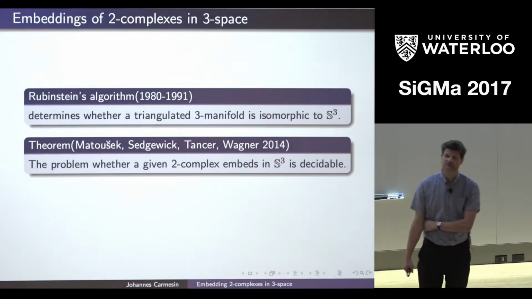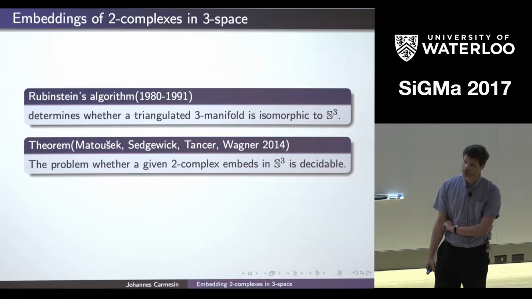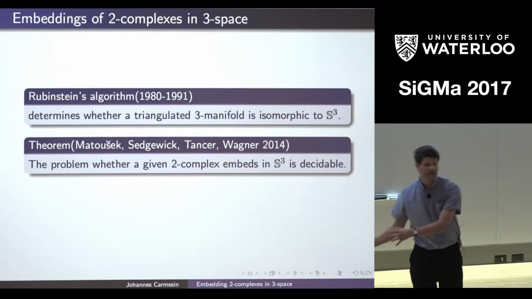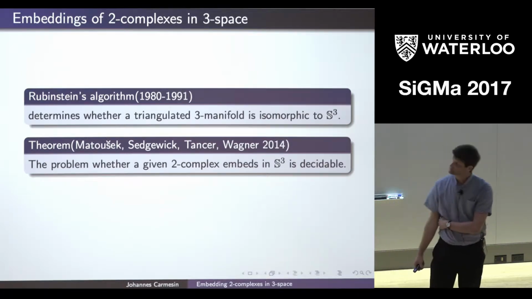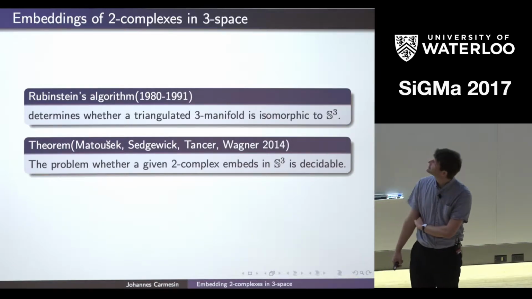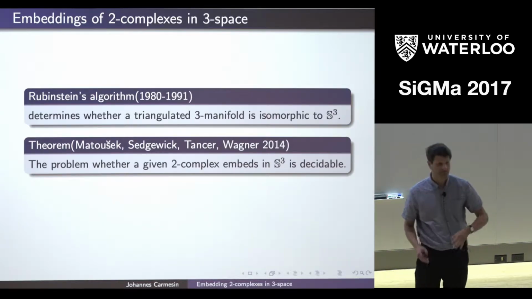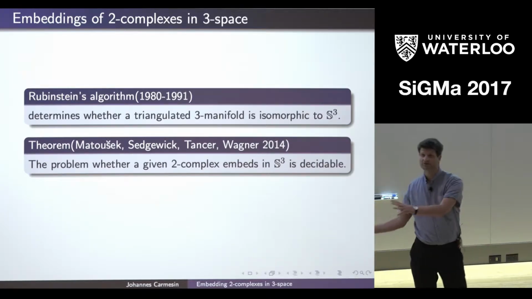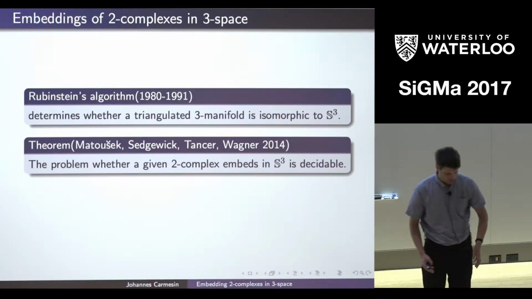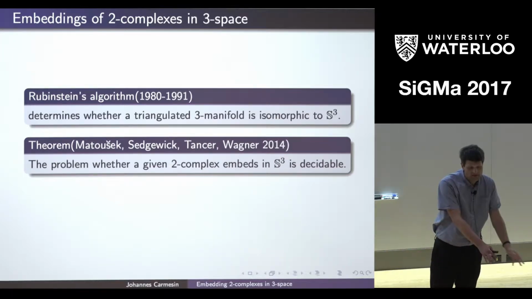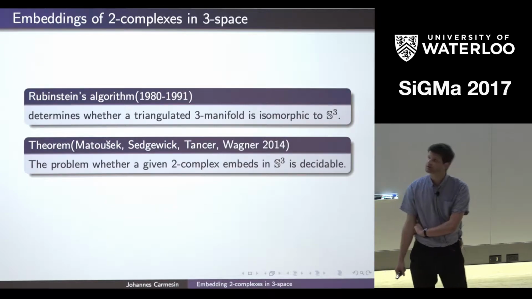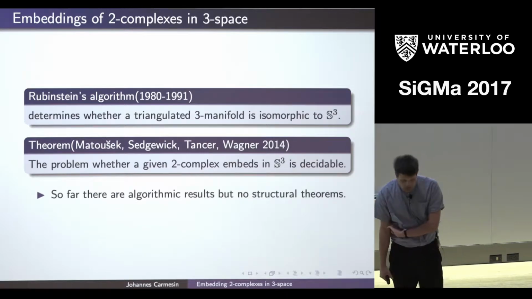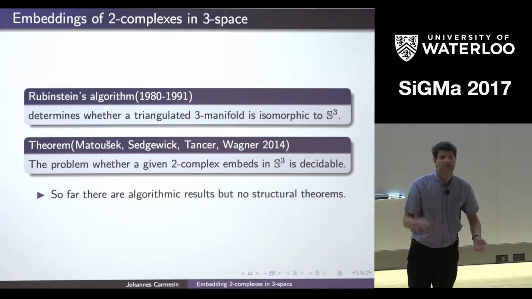And more recently, Matoušek, Sedgwick, Tancer, and Wagner proved that the problem of embedding a 2-complex into 3-dimensional space is decidable. And in a different paper, Matoušek et al. said that they believe, from all the embedding problems of embedding a d-dimensional simplicial complex into r-dimensional space, that the embedding problem we are interested in, embedding 2-complexes into 3-space, is the most important. Right, so to summarize, so far there are algorithmic results, but no structure theorems.